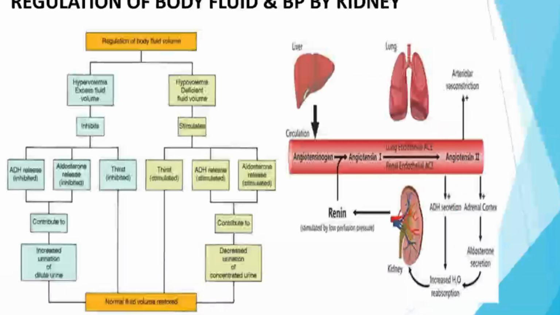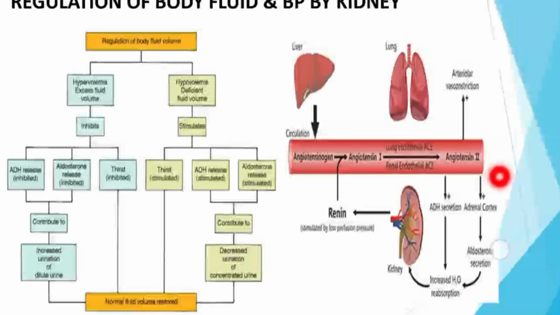Hypovolemia means there is less fluid, so there is a need for fluid in the body. So in that condition this system is activated. Okay, so when there is a hypervolemia condition, in that case what happens is there is no secretion of the renin. So when there is no secretion of the renin, there is no further conversion of angiotensinogen to angiotensin 1.